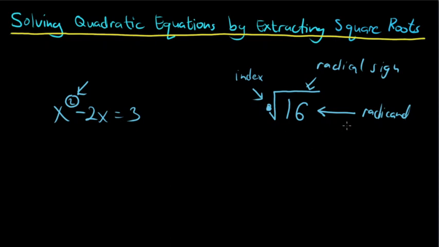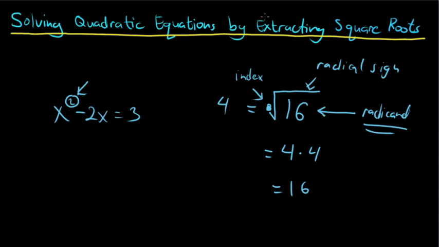Pero ang idea basically is anong number yung kapag minultiply mo sa sarili niya, ang magiging sagot ay itong radicand mo. Itong nasa ilalim ng radical sign. So in this example's case, 16. The square root of 16, ano daw yung number na kapag minultiply mo sa sarili niya, magiging 16. The answer is, of course, 4. Because 4 times 4 will give you 16. Ibig sabihin, the square root of 16 is 4. So that's what we know so far about quadratic equations and extracting square roots.